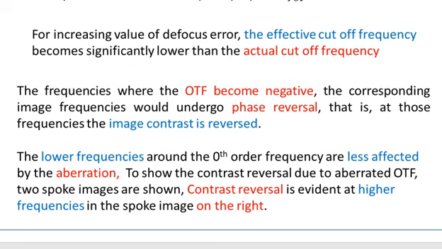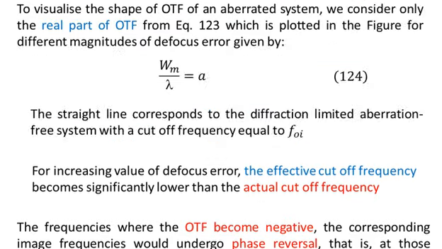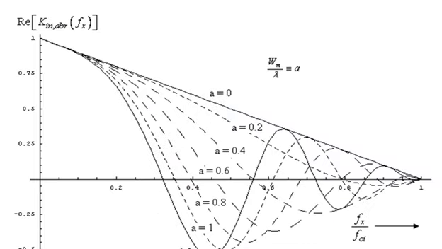The lower frequencies around the zeroth order frequency are less affected by the aberration. So look at this one. Under 0.2 on the horizontal axis, there is no significant difference between the incoherent transfer functions. So the incoherent transfer function stays the same for lower spatial frequencies.